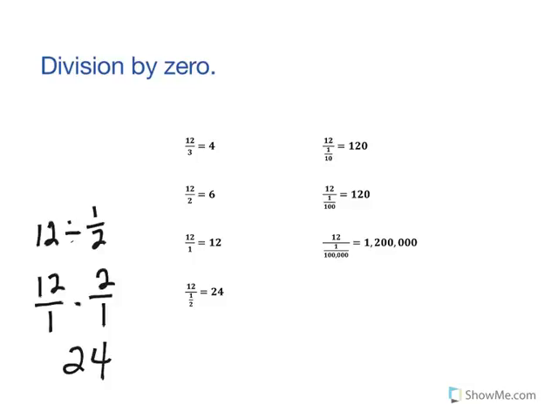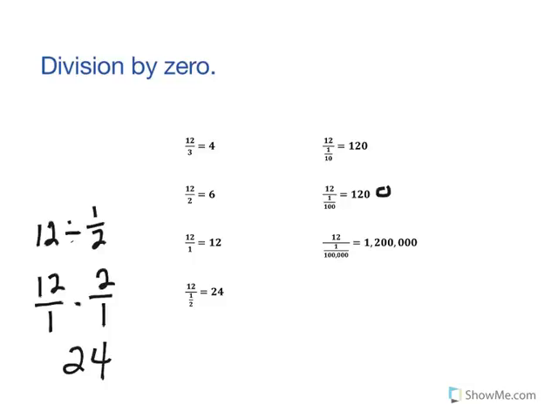And same thing, 12 times 2 is 24, 12 times 10 is 120, 12 times 100 is... no, that's not right. 12 times 100 is 1200. Oops. 12 times 100,000 is going to be 1,200,000. Let's count 5 zeros, 5 zeros, 2 zeros, 2 zeros.